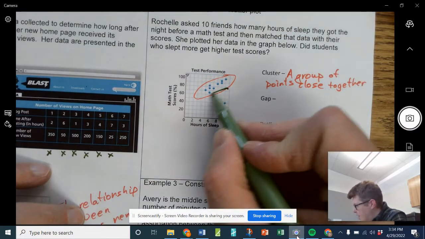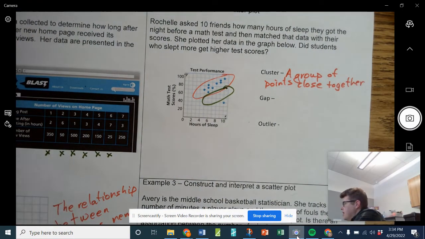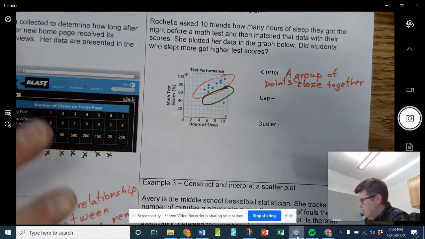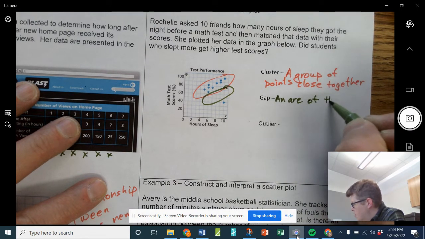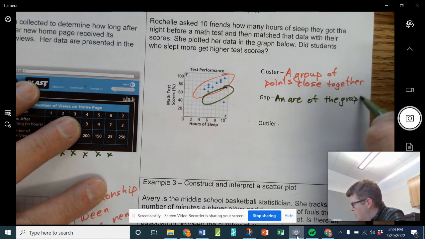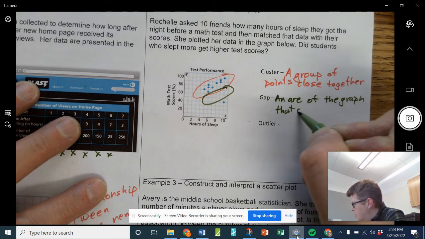We have this gap. So a gap, let's see, how did I put it in the book? An area that contains no data, right? An area of the graph that contains no data.